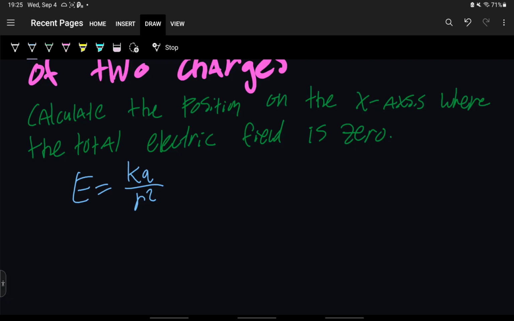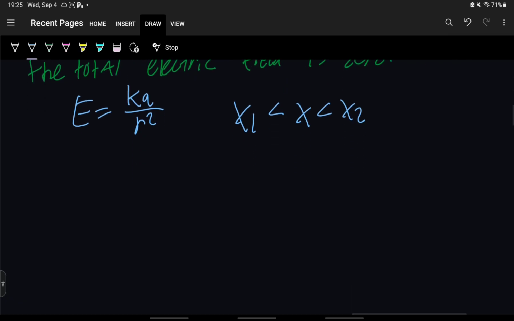in question. Because both of the charges are positive, the electric field they produce will point away from each charge. The total electric field at any point will be the vector sum of the individual fields. So let's set up the equation for the total electric field. We want to find the point where the total electric field due to both charges is 0. So let's consider a point x where x1 is less than x, which is less than x2. So in between the two charges.